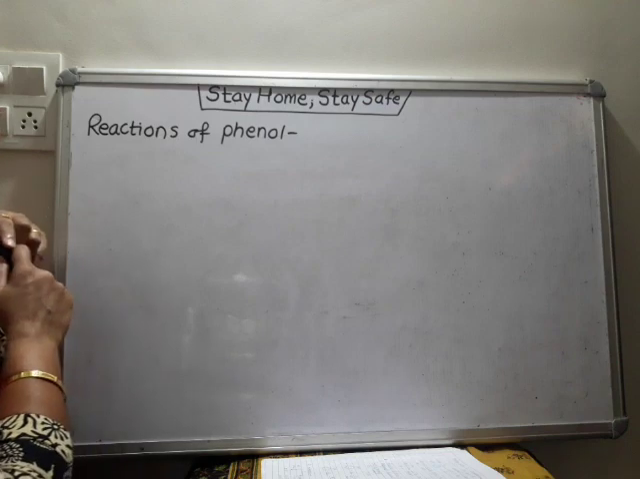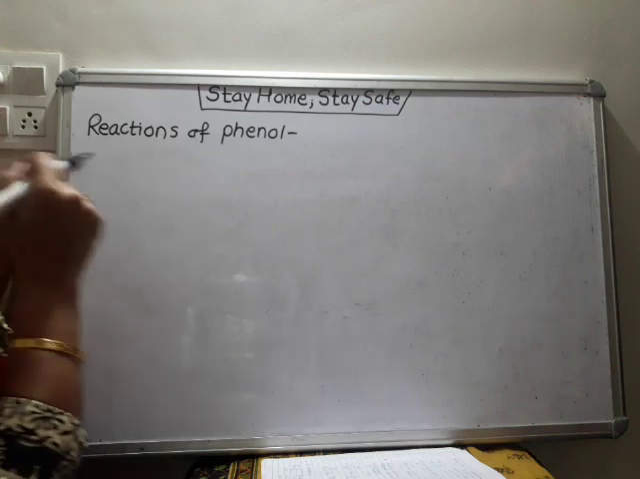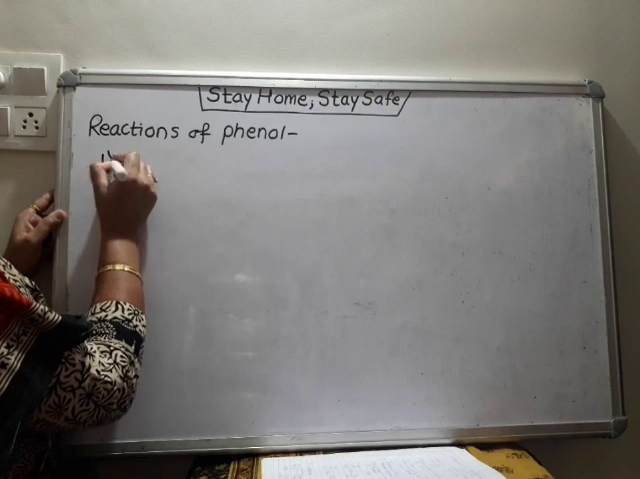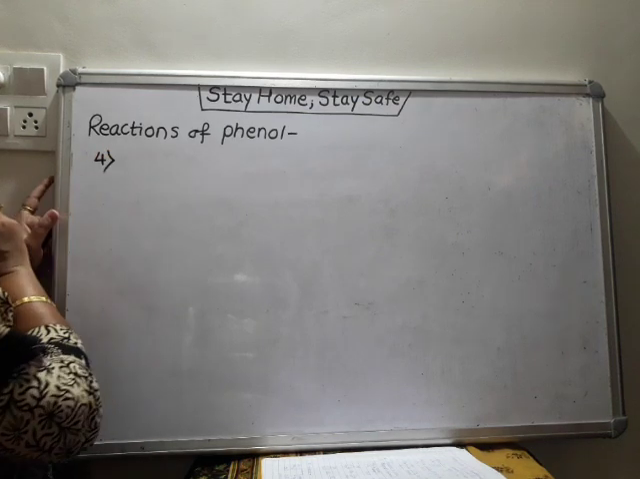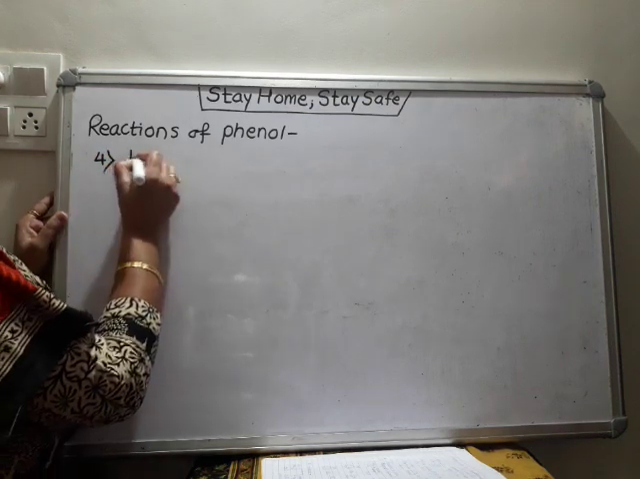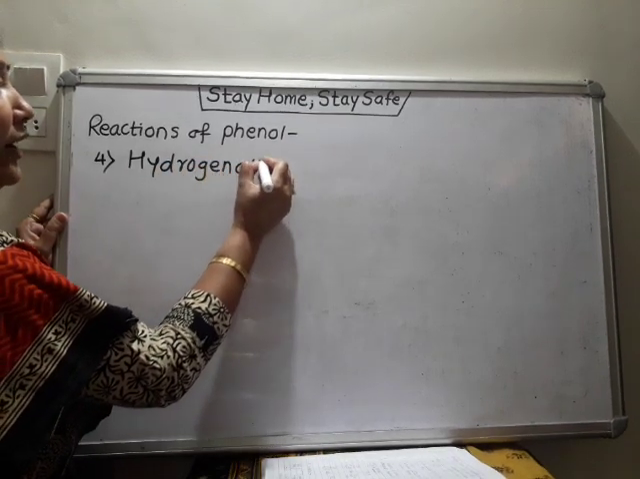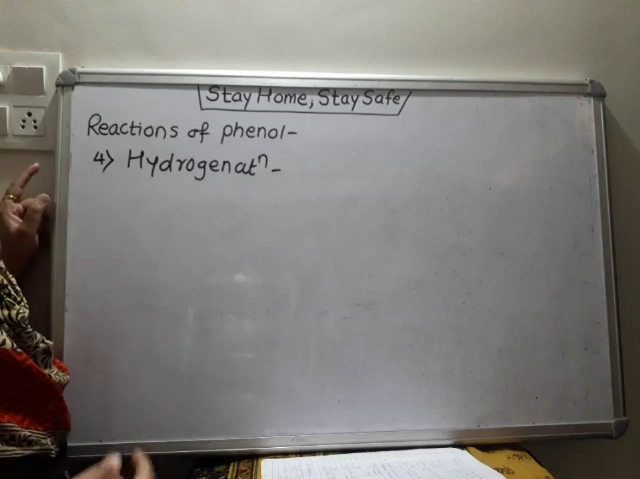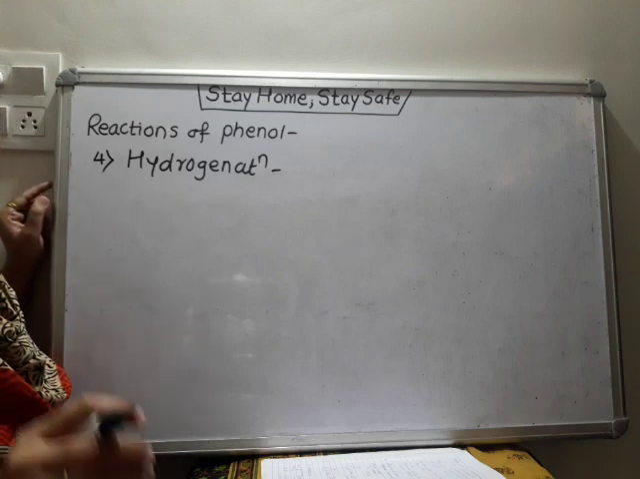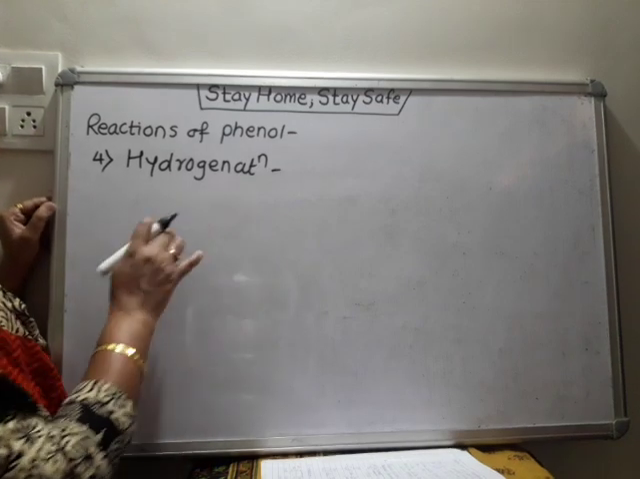Today we will discuss remaining reactions of phenol, very simple reactions. First, we will continue with number 4. Fourth reaction is hydrogenation of phenol. Hydrogenation, you all know, it's addition of hydrogen. So H2 we have to add.